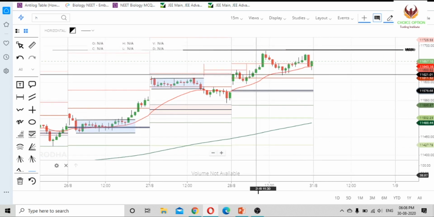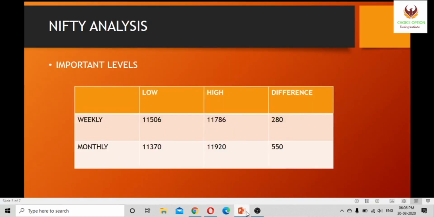Apart from this, I have also given certain levels for weekly and monthly. When it comes to weekly, the low would be 11,506 and the high would be 11,786. So this could be the range where Nifty might trade in between. When it comes to monthly, around 11,370 would be the low and the high would be 11,920. There is a very high possibility that the high could go to 11,900. So why is that?